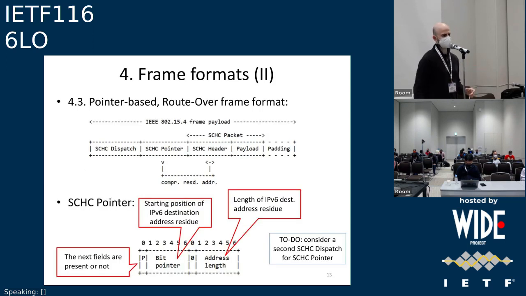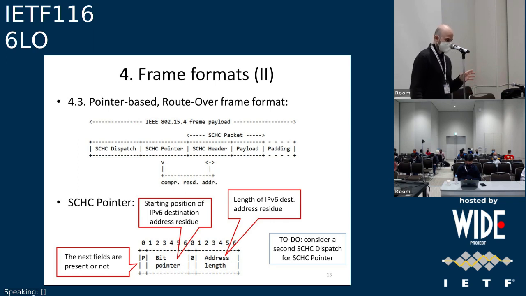So folder 3 describes the frame format for the pointer-based route over approach, the new one that I was introducing before. On the figure on top, you can see the frame payload of the 15.4 frame. The first field would be the SHIC dispatch, and the novelty here is the SHIC pointer, which comes after the SHIC dispatch. Again, the pointer will tell where in the compressed SHIC header there will be the destination address residue and what the size of that is, so that any node can find and reconstruct the full IPv6 destination address even without knowing the rules. Then after the SHIC pointer, there would be the SHIC compressed packet, and then if needed, padding.